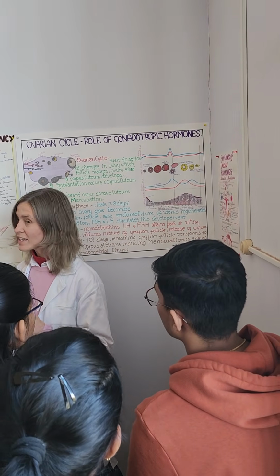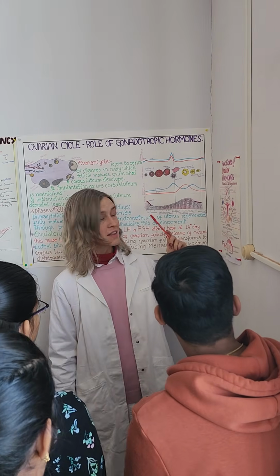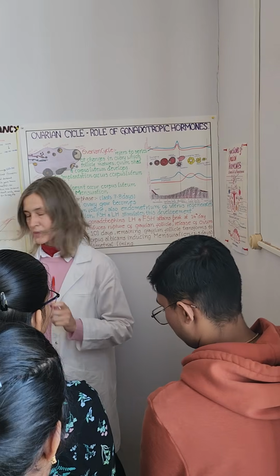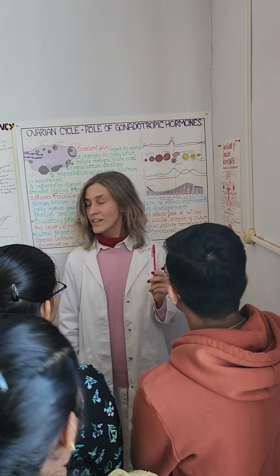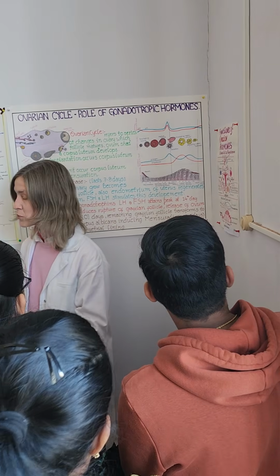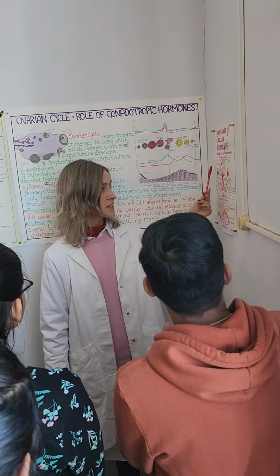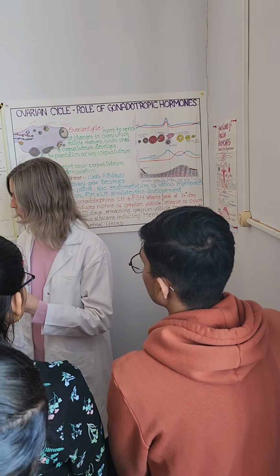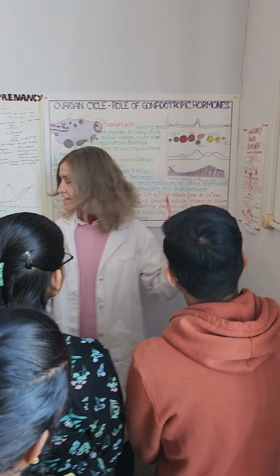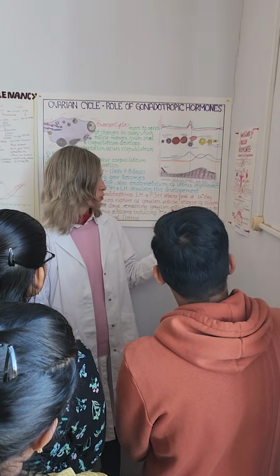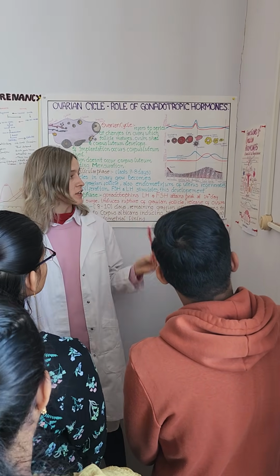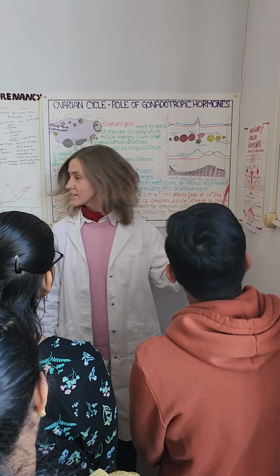I will begin by explaining the hypothalamus-hypophyseal portal system and its hormonal regulation. Gonadotropin-releasing hormone is secreted by the hypothalamus, and through the portal system it reaches the adenohypophysis, which secretes LH, luteinizing hormone, and FSH, follicle-stimulating hormone. Respectively, these two hormones stimulate the ovaries, the granulosa cells and theca cells.